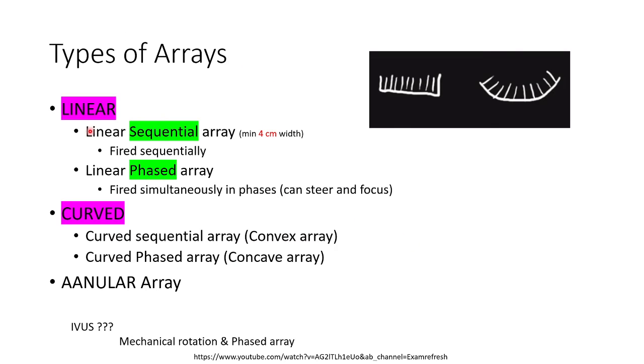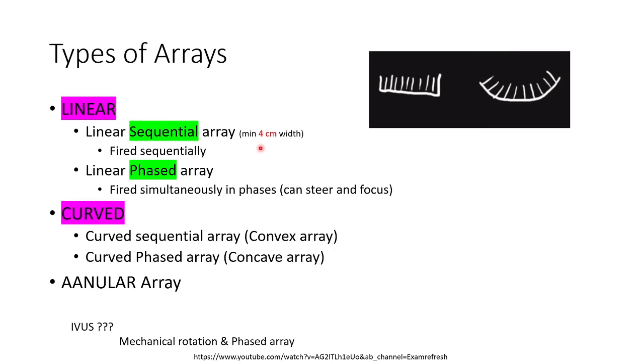So we come to the probe more. There are various types of probes, and we call them arrays, and that is the mechanism by which these probes act. Generally they are divided into linear as well as curved probes. Linear probes are again classified as sequential as well as phased.